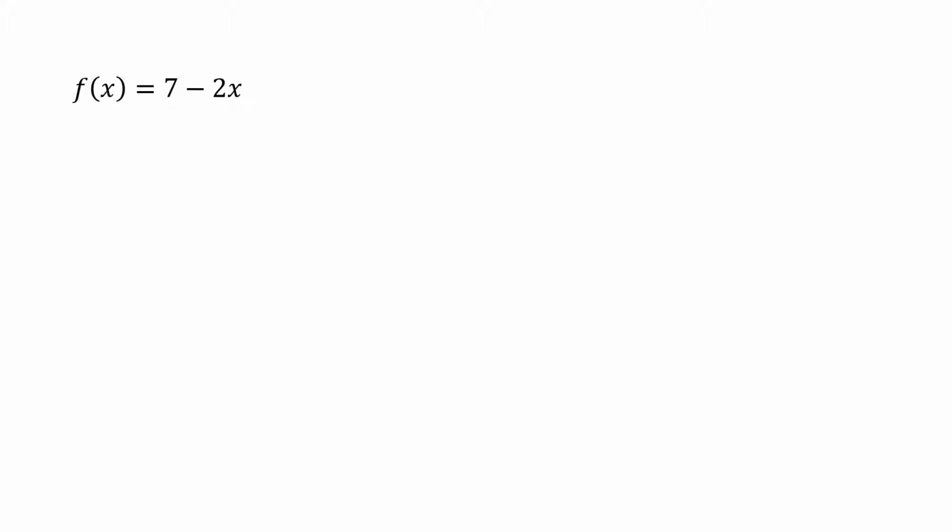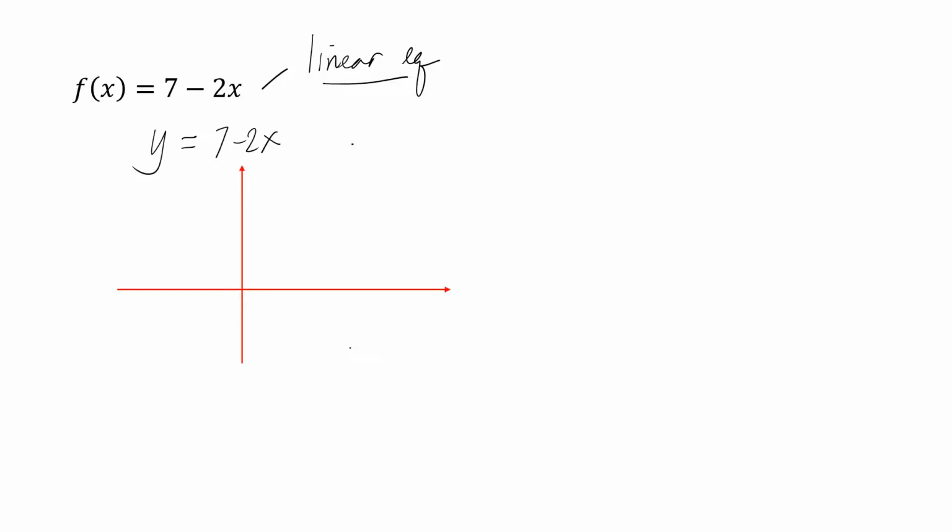We now draw the graph of f(x) = 7 - 2x. This is a linear equation, and a linear equation will always have a line for its graph. Now, you may write the equation as y = 7 - 2x. To draw the graph of y = 7 - 2x, it is best that we determine the x and y intercepts.